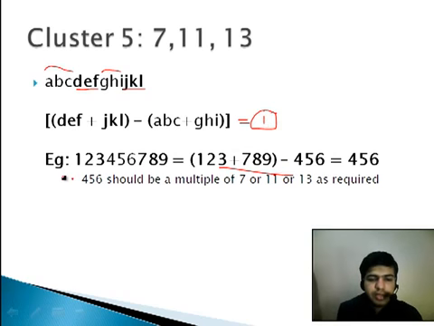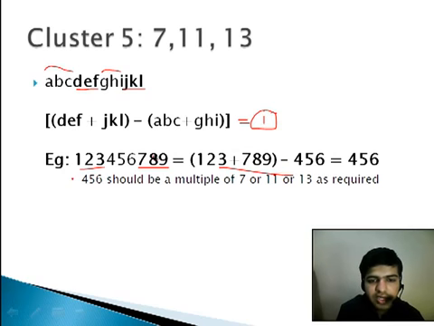Consider this example that we have taken over here: 1, 2, 3, 4, 5, 6, 7, 8, 9. This is one huge number. If we sit and practically divide, it won't be feasible for us. What we'll do over here is we'll take groups. Starting from the right hand side, we take groups of three digits. Then we leave 3 digits, and again we take 3 digits.